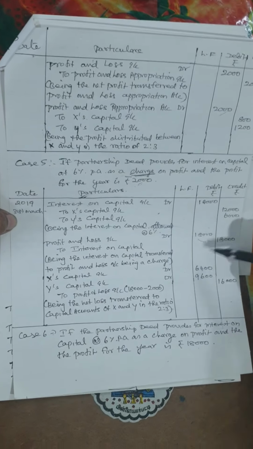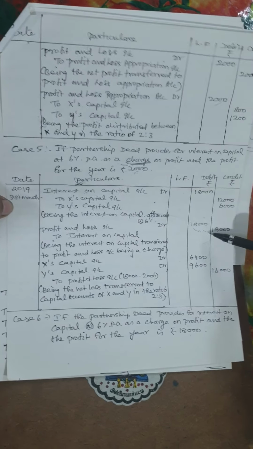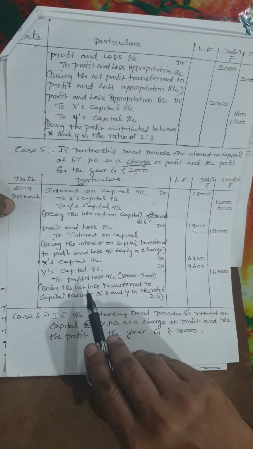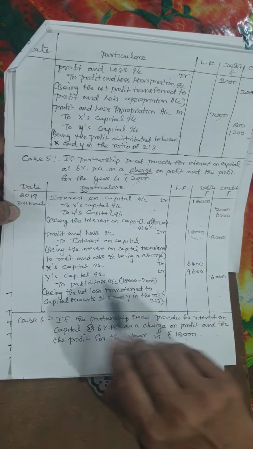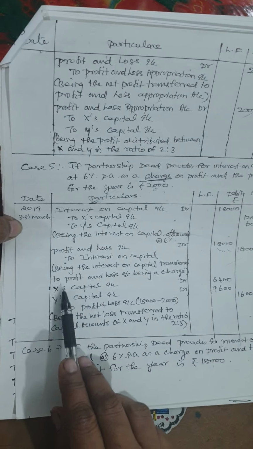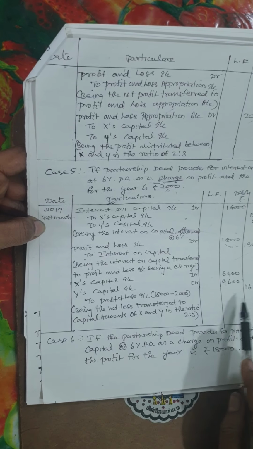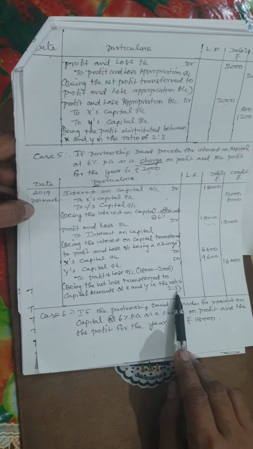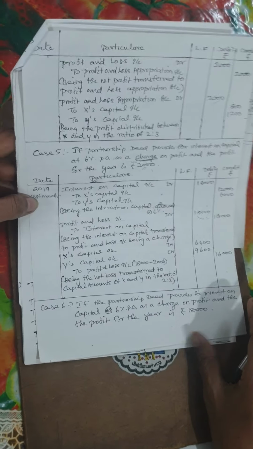So P&L account to interest on capital. Now what happens? Out of that 18,000, this 2,000 profit will go. The remaining 16,000 will be distributed among X and Y, and it's a loss because profit available is only 2,000. So X capital, Y capital to P&L. Again 16,000 is distributed in the ratio 2:3.